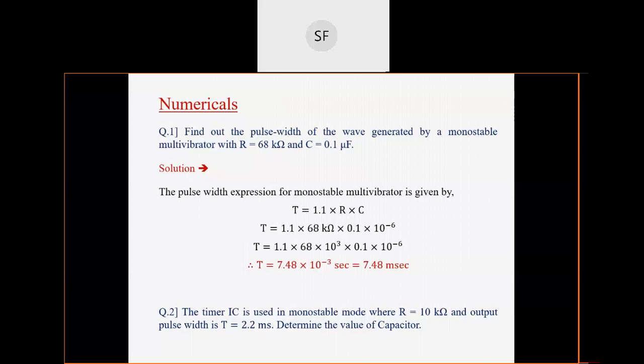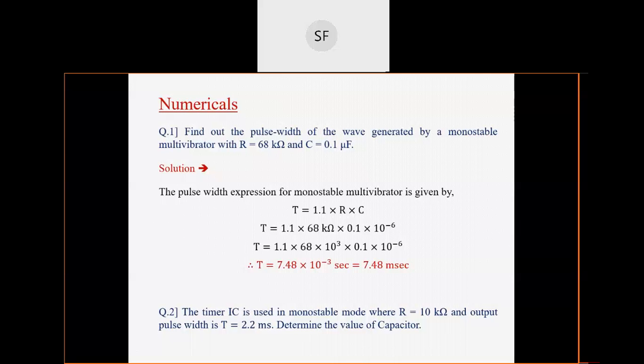I got one answer as 24.2. Another answer is 2 into 10 to the power minus 7 farad. Yes, 2 into 10 to the power minus 4, minus 4. Okay, I got one correct answer given by Yash Lanjekar. The final answer is 2 into 10 to the power minus 7 farad.